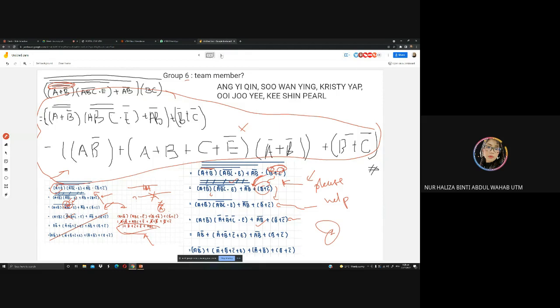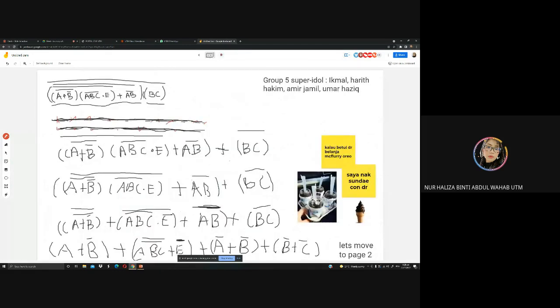Okay, next, group number 5. From here, okay, and then you have double bar, you discharge, and okay, from here, then you solve this part, you got like this. Okay, then you want to remove this one, you remove already, that's why you get this as a second step, and you solve this part.